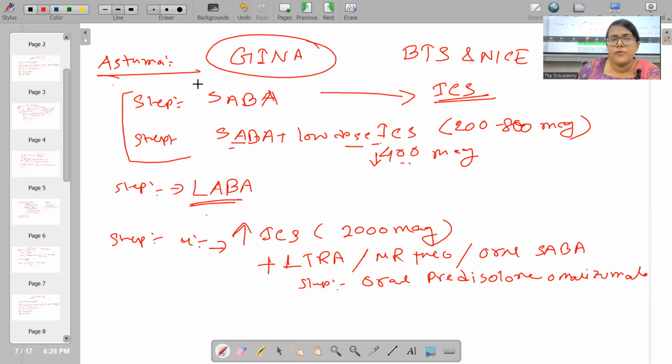Previously they would focus more on the reliever. But nowadays, there are hypotheses and proven studies actually showing that you should focus on the preventer first. Inhaled corticosteroid will actually work as a preventer here, okay?